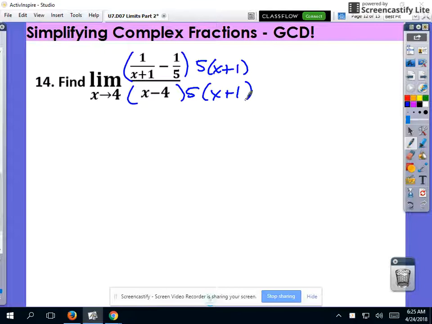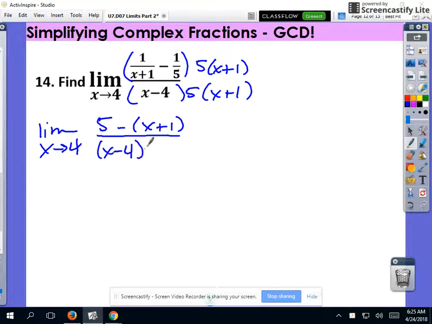All right, let's go ahead and distribute and see what happens. Limit as x approaches 4 of 5. That's going to be 5, right? Distribute that. That just leaves the 5 minus, and then the x plus 1 is left over. And then in the bottom, it's x minus 4 times 5 times x plus 1. Please don't distribute anything in the bottom. If there's anything you learned today, please don't mess with the bottom, because the top is going to simplify itself. The bottom's where you just look and see and cancel.